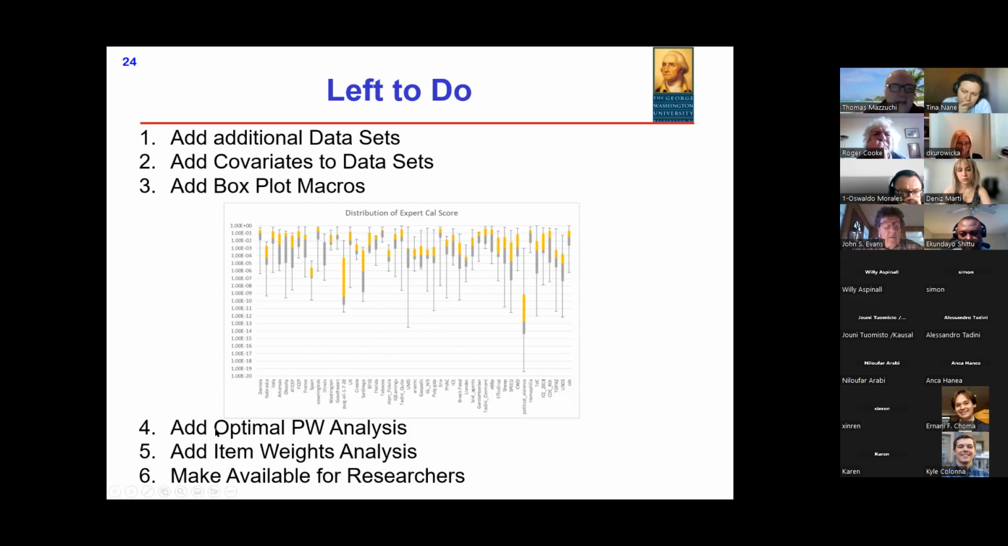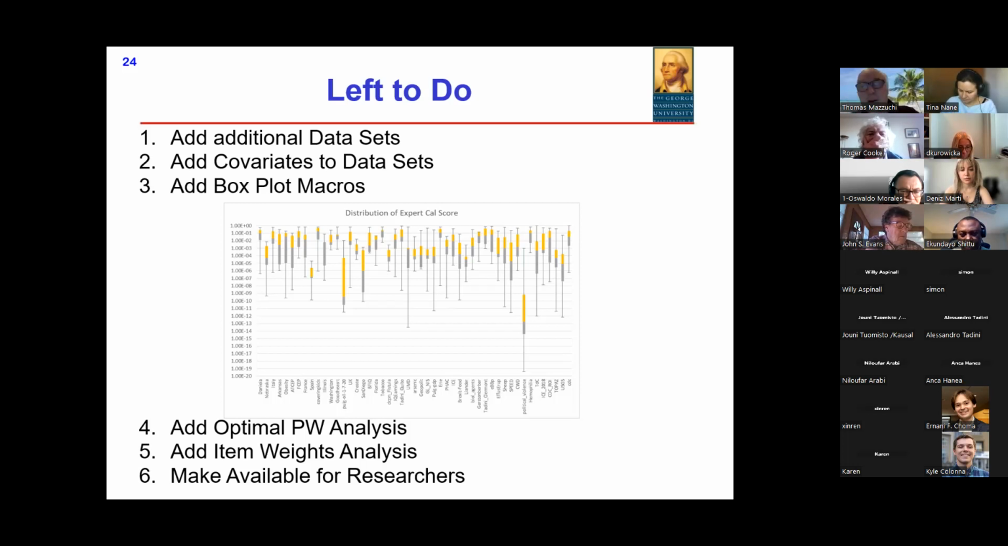The toughest thing that I'm working on right now is the optimal performance weights, and that might have to be done kind of manually. So I might just run all those things and stick them at the end of the current files so that we can call them up. And then add item weights, which is already pretty much done.